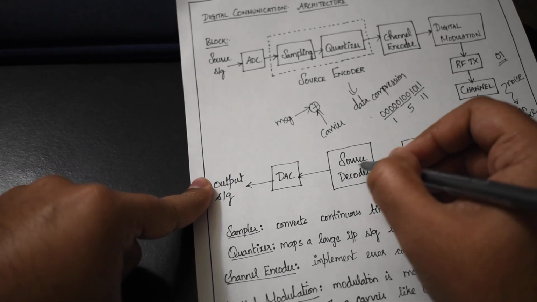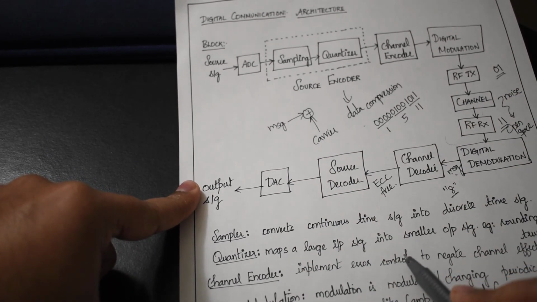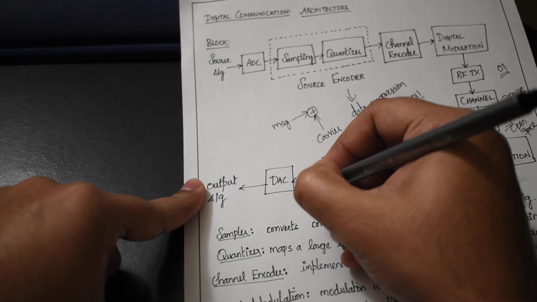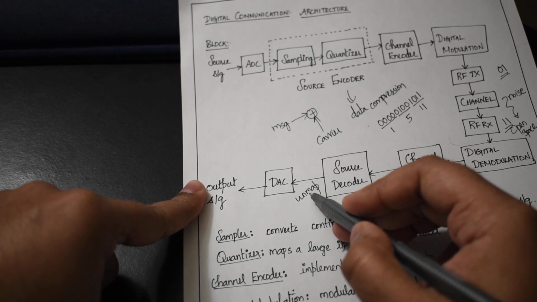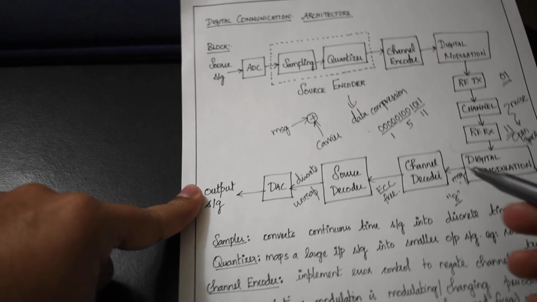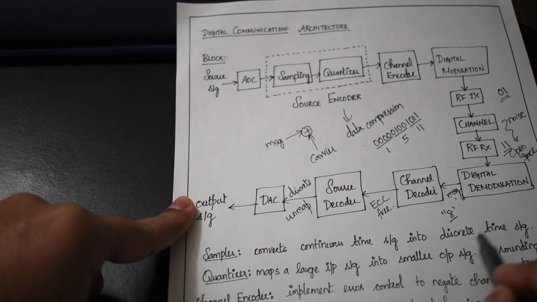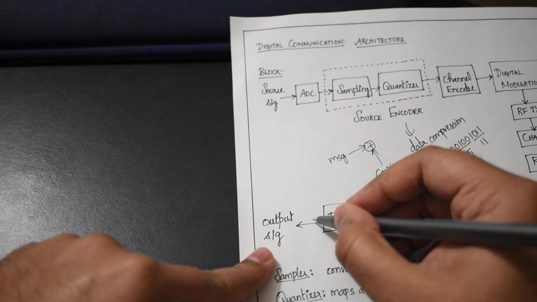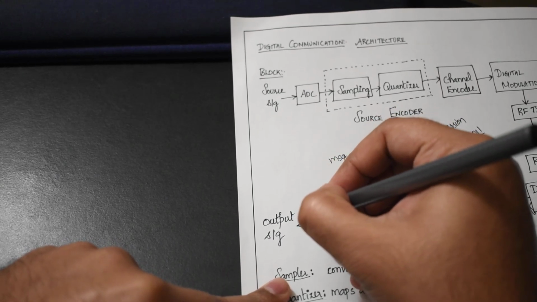After that, we send it through the source decoder. As you already know, the source encoder maps a large input signal into a smaller output signal, so we are unmapping it and recovering the initial signal, which is discrete. Sampling converts the continuous time signal into a discrete time signal. So we have a discrete output here, and we pass it into the DAC, which is nothing but a digital to analog converter. Finally we have an analog signal.